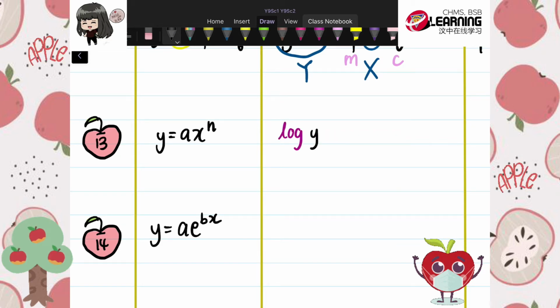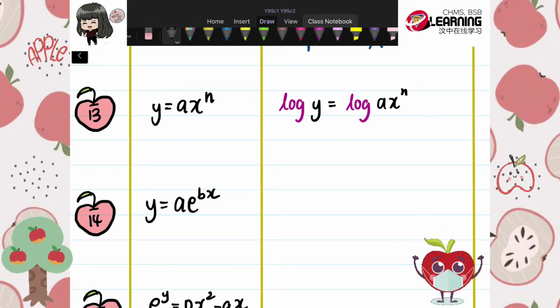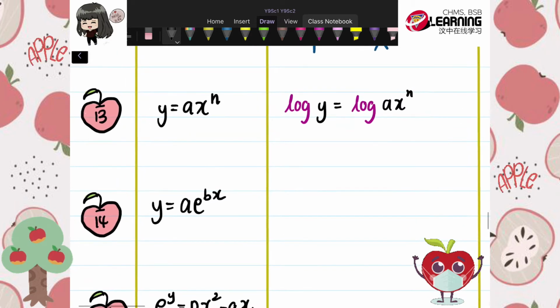So it will become log y equals log ax^n. Okay, so until here, but how does this log help us to change this non-linear to linear? Okay, so we need to apply some law of log, some law of log here.